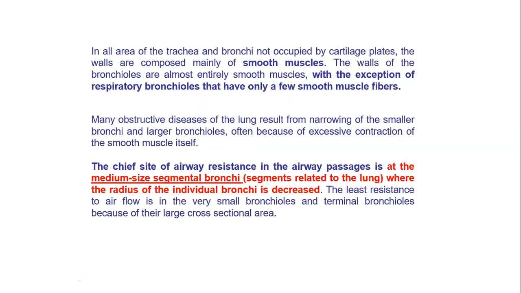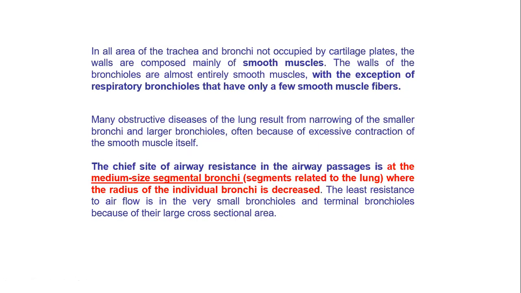In all areas of the trachea and the bronchi not occupied by cartilage plates, the walls are composed mainly of smooth muscle. The walls of the bronchioles are almost entirely smooth muscle, with the exception of the respiratory bronchioles that have only a few smooth muscle fibers. Many obstructive diseases of the lung result from narrowing of the smaller bronchi and larger bronchioles, often because of excessive contraction of the smooth muscle itself.